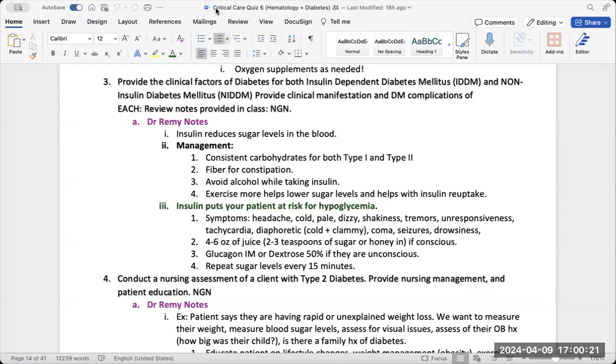If they're unconscious, we give them glucagon IM or dextrose 50%. We're not going to put anything in their throat if they aren't receptive. And we want to repeat the sugar levels every 15 minutes until it goes back to normal. Hypoglycemia means a sugar level of less than 70, okay?